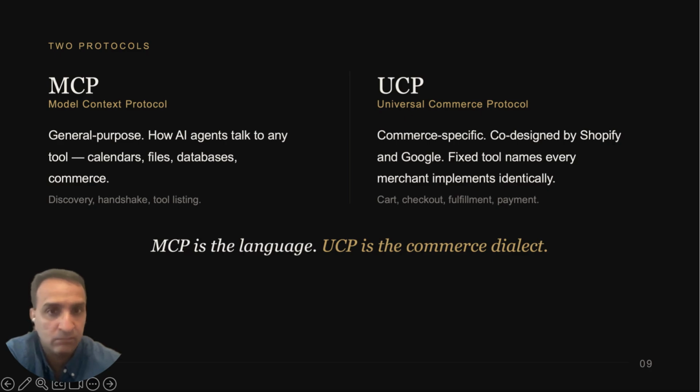There's MCP, which is the Model Context Protocol. It's general purpose. It lets an AI agent talk to any tool like calendars, files, databases, APIs, anything with a wrapper around it. Now there is UCP, which is Universal Commerce Protocol, and this is commerce specific. It's the same shape as an MCP, but every store implements the exact same tools, cart, checkout, fulfillment, the exact same way. So an agent that knows how to buy from one store knows how to buy from all of them. Short version is MCP is how agents speak, UCP is how they buy.